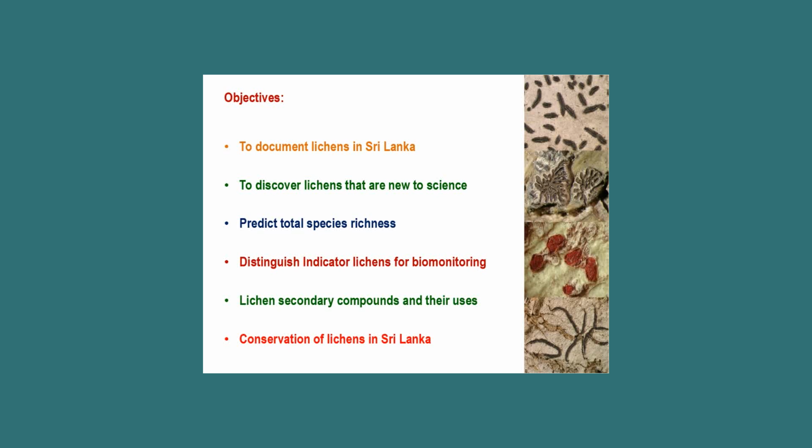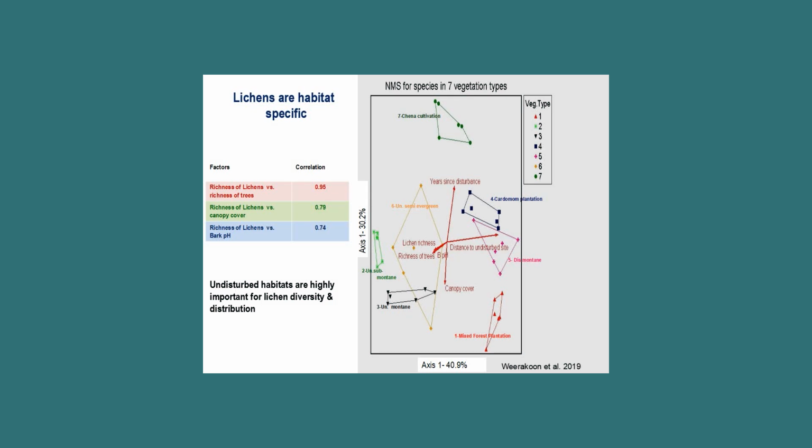Since I started studying lichen in April 2009, I have focused on these objectives, especially to identify the lichens that can be used as air quality indicators. Sri Lankan lichens are habitat specific. They like primary forest or undisturbed habitats. Their richness increases with the habitat quality, and they like a bit of canopy cover. They don't like to be fully exposed to sunlight, and the diversity of trees in a habitat is very important for lichens to survive and thrive.